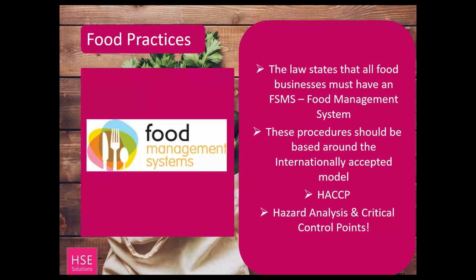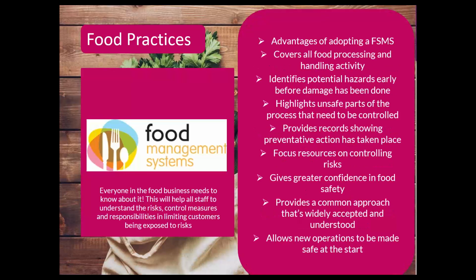So the law states that all food businesses must have some kind of food management system. It doesn't state which one you need. These procedures should be based around the internationally accepted model of HACCP, which I'm hoping you've heard of, which is another acronym and stands for Hazard Analysis and Critical Control Points. And if you run a really good HACCP system, the chance of food poisoning and foodborne illnesses is almost negated because it can't get through. So everyone in the food business needs to know about it.